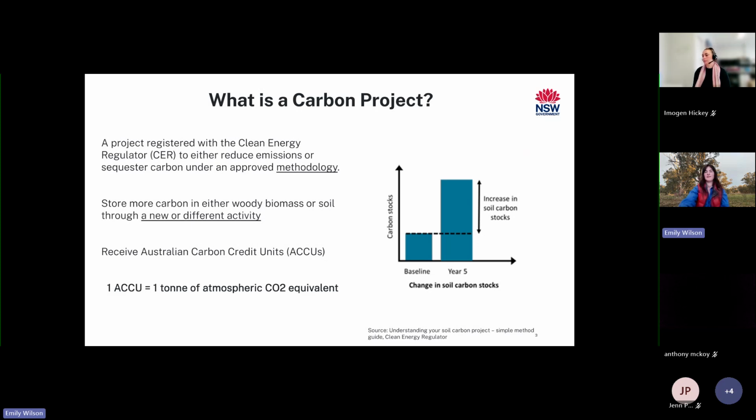Then we go back in and remeasure it, and then that increase in soil carbon or in vegetation carbon is the sort of credits that we get as part of our carbon project. And 1 credit is equivalent to 1 atmospheric tonne of carbon dioxide. And in carbon projects, our credits are called Australian Carbon Credit Units, or ACCUs. So that's a term that I'll keep using during this presentation.